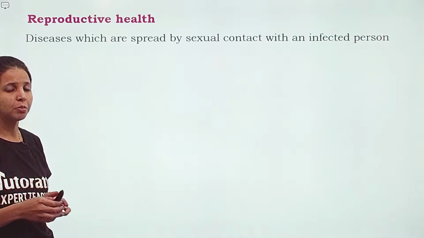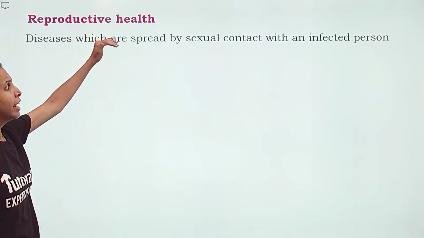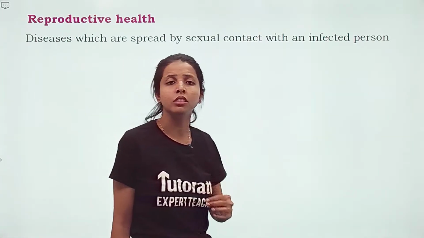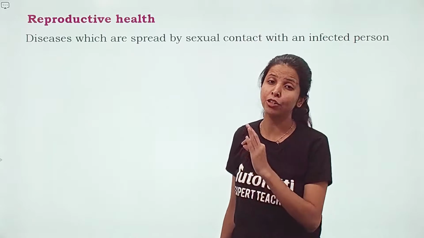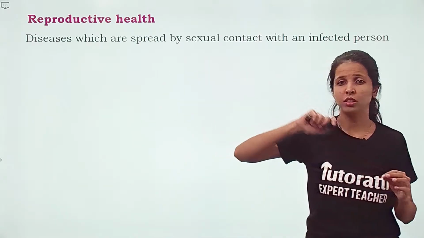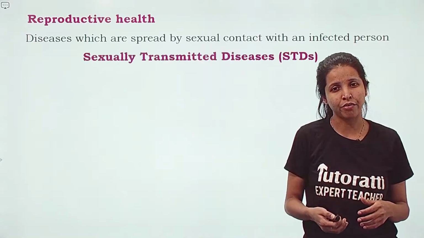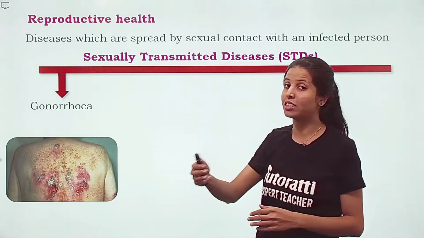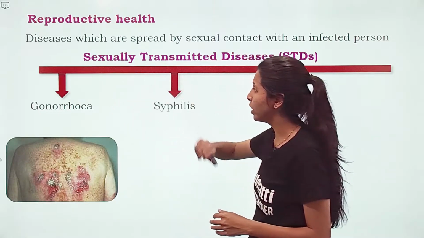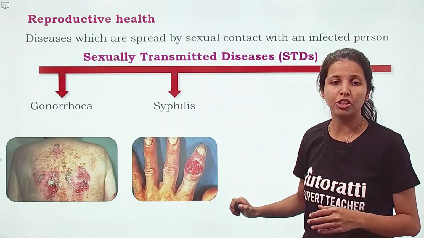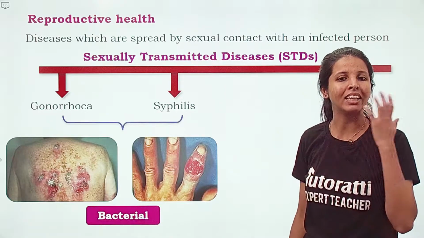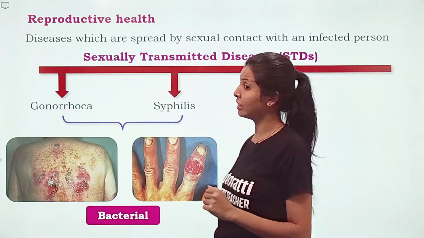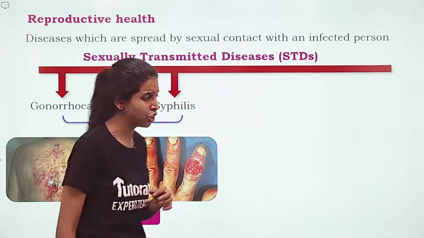The diseases which are spread by an infected person, बच्चा एक infected person एक healthy person को disease spread कर रहा है with sexual contact. The diseases which are spread by sexual contact with an infected person, such diseases are called sexually transmitted diseases. Gonorrhea जो है, सिफिलिस जो है बच्चा, these are the examples. बैक्टीरिया के वजह से ये होते हैं. Gonorrhea and syphilis are bacterial infections.